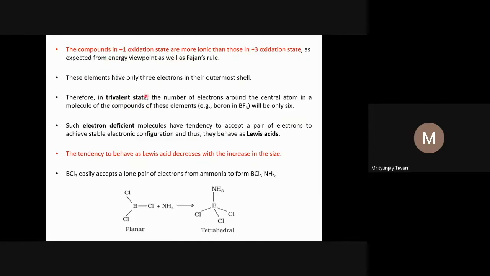So in the trivalent state, the number of electrons around the central atom in a molecule of the compounds of these elements will be only 6. This we call the sextet state. The examples are BF3 or AlCl3. Aluminum has only 3 electrons, and it shares these 3 electrons with 3 chlorine atoms, so it will get only 6 electrons in the outermost shell. In BF3 also, boron has only 3 electrons, and it shares them with 3 fluorine atoms, each of which provides only 1 electron to boron. So the total electrons in BF3 will also be 6.